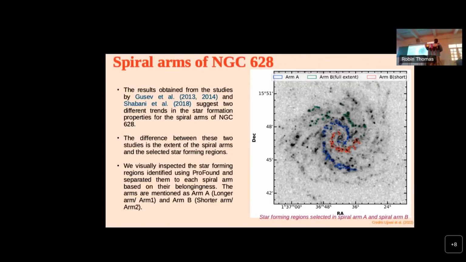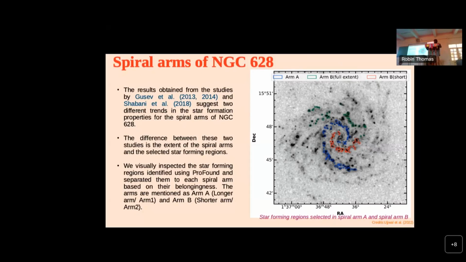The interesting part is that in this study we are looking into the spiral arms, and how the spiral arms affect the star formation. There are some previous studies on the spiral arms of NGC 628. That was the driving force for us to look into this with UVIT. So here are some facts about Gusev and Shabani. Gusev looked into this galaxy using GALEX, and Shabani looked into it using the Hubble Space Telescope (HST), and they studied the properties.